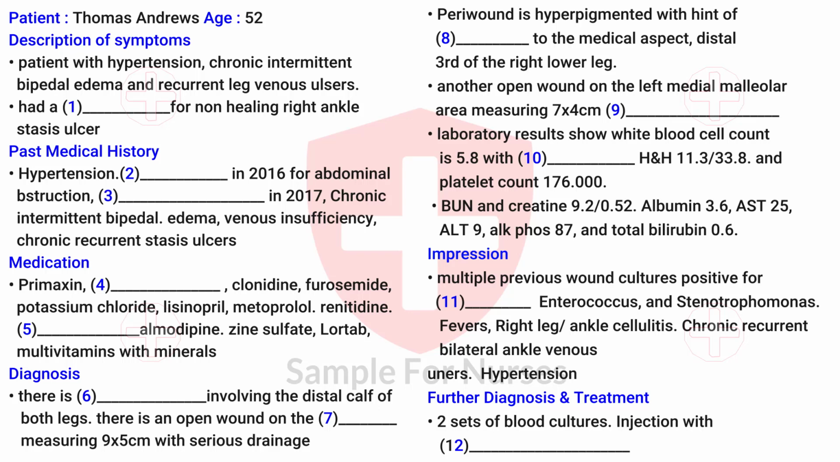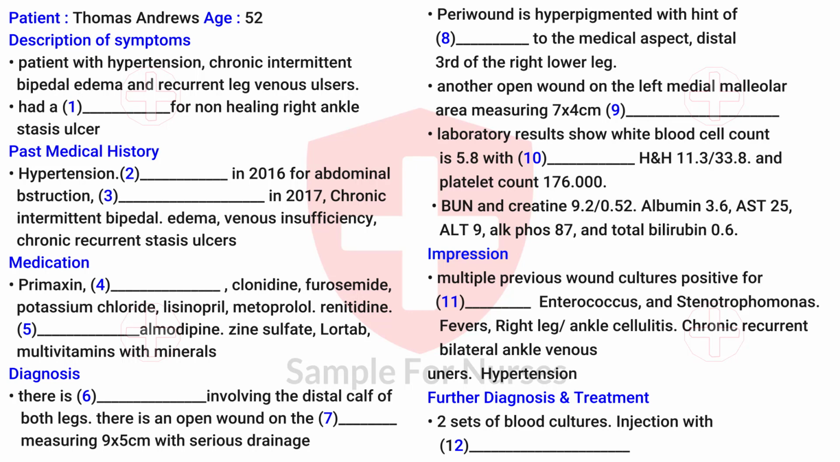Okay, what's your age? 52, Doctor. Do you drink or smoke? No, Doctor. Are you getting nausea, vomiting or diarrhea? No, Doctor. May I know your previous illness history? Well, hypertension, exploratory laparotomy in 2016 for abdominal obstruction, cholecystectomy in 2017, chronic intermittent bipedal edema, venous insufficiency, chronic recurrent stasis ulcers. What medications are you taking?